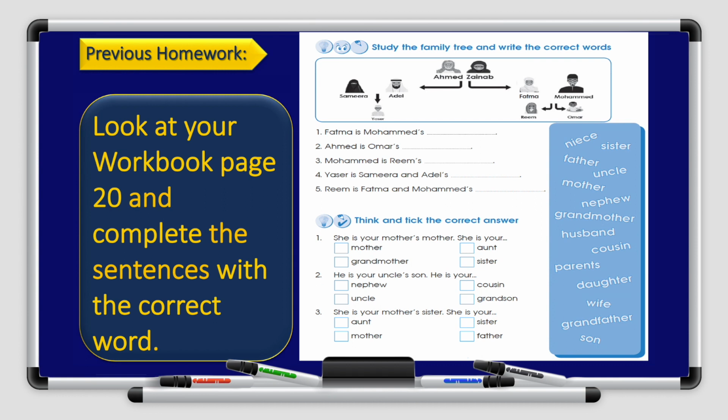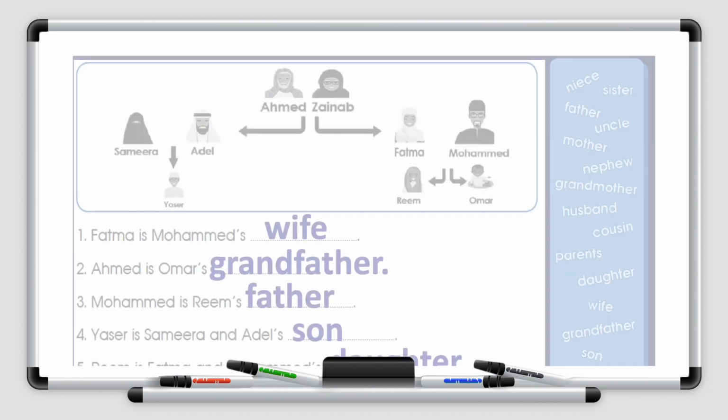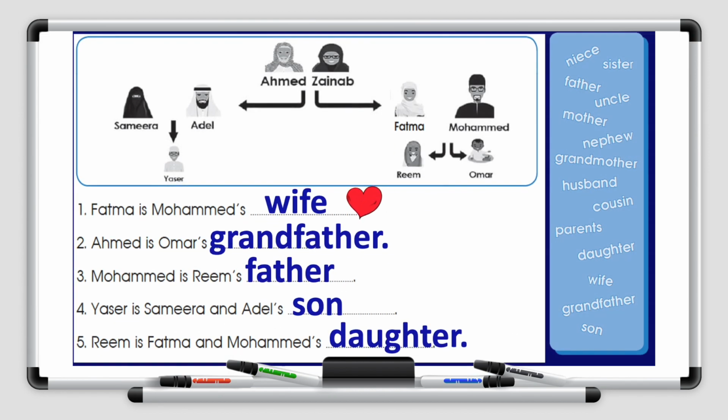Before starting grammar, let's go back to your previous homework. You had a homework on your workbook, page 20. Complete the sentences with the correct word. Let's check your answers. Number 1. Fatma is Muhammad's wife. Number 2. Ahmed is Umar's grandfather. Number 3. Muhammad is Reem's father. Number 4. Yasser is Samira and Adil's son. Number 5. Reem is Fatma and Muhammad's daughter.